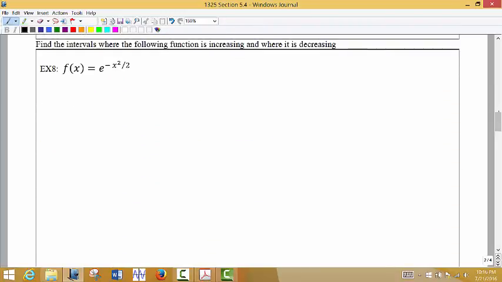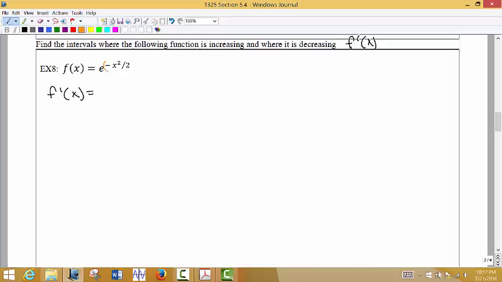Okay. In example 8, we're asked to do something a little bit different than what we've done in this section, but a lot like what we did in section 4.1. We're asked to find the intervals for where this function is increasing and where it is decreasing. So in order to find increasing and decreasing intervals, what do I need? First derivative, second derivative, what do I need? Well, to find out where something is increasing or decreasing, I always need to find the first derivative. So let's do that. So I'm going to find the first derivative of the function.